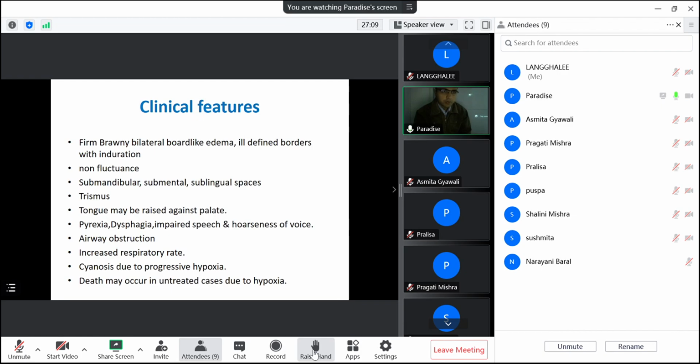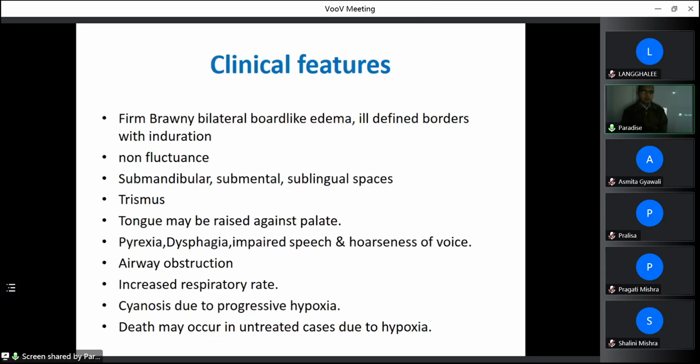So the clinical features of Ludwig's angina are firm, brawny, bilateral board-like edema with ill-defined borders and induration. It is non-fluctuant. There is involvement of submandibular, submental, and sublingual spaces. There is trismus, the patient cannot open or close the mouth. The tongue may be raised against the palate due to involvement of the sublingual space. There may be fever, dysphagia, the patient cannot drink or eat, impaired speech, and hoarseness of voice.